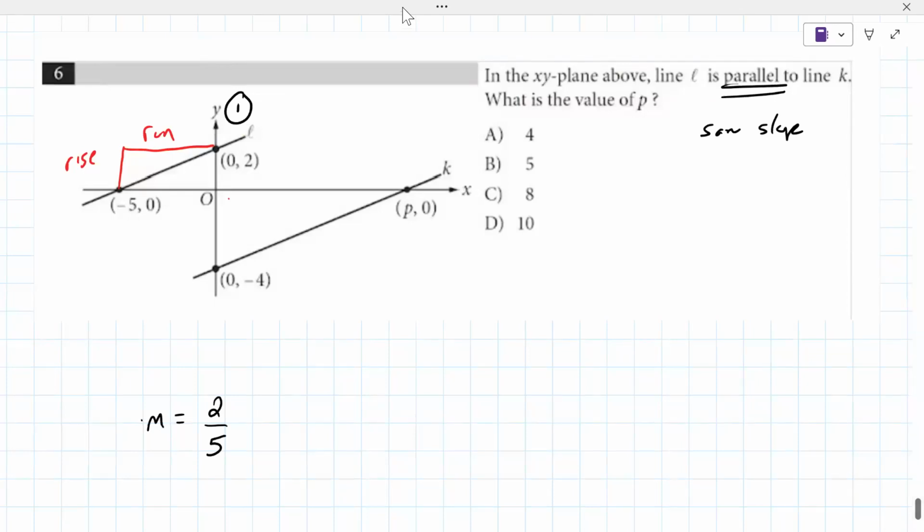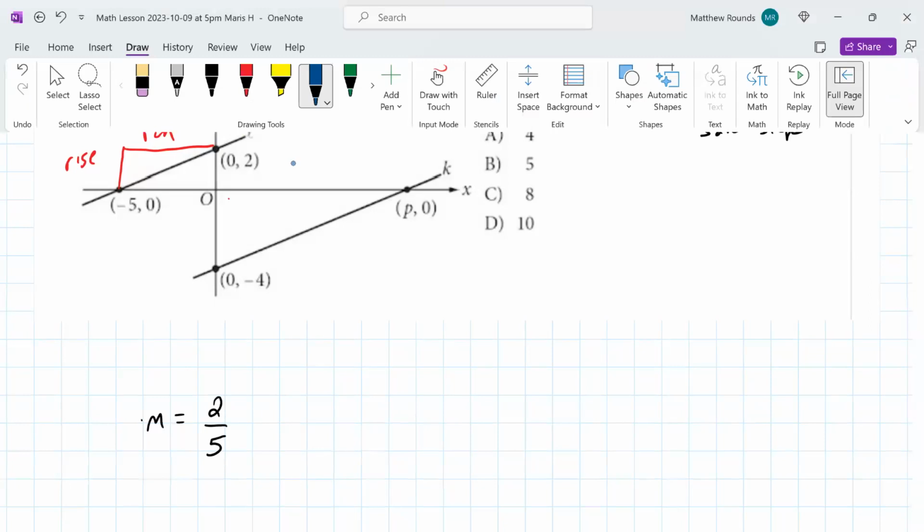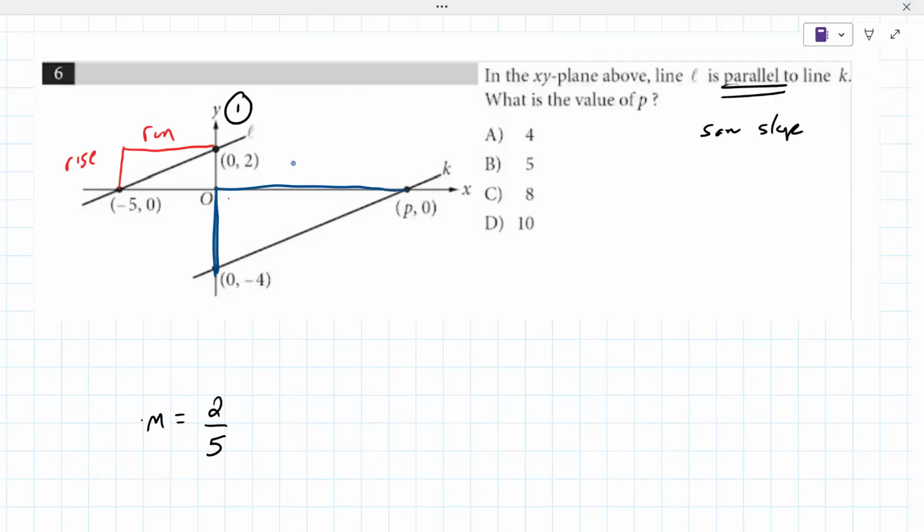What about the second one here? Can you tell me the rise or the run? One of them is known. Is it the rise or the run? The rise. How much is the rise? 4. Okay. 4. So if the slopes are the same, what number needs to go on the bottom here? 10. There you go.